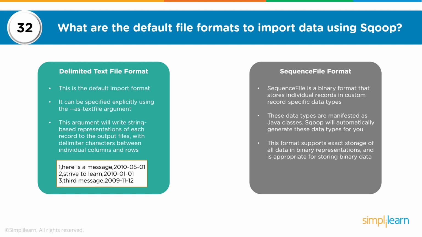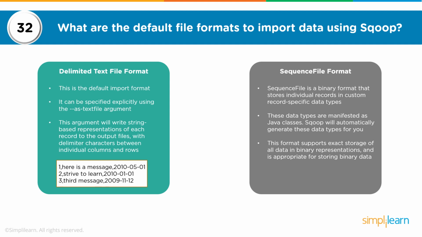Then you can specify what compression mechanism you would want to use when you're importing your data using Sqoop. Another format is sequence file, which is a binary format that stores individual records in record-specific data types. These data types are manifested as Java classes, and Sqoop will automatically generate these data types for you. With the sequence file format in Sqoop, you could be storing all data in binary representation. So as I mentioned, you can import data in different formats such as Avro, Parquet, and sequence file, that is binary format or machine readable format.